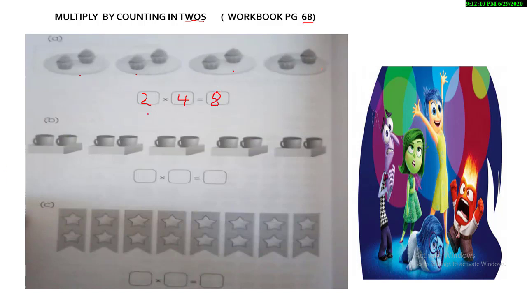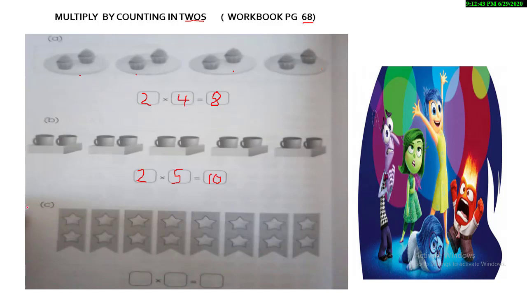How many cups are there in each group? 2. And how many groups are there? Let's count the groups. 1, 2, 3, 4, 5. There are 5 groups, and 2 5s are 10. So I know that there are 10 cups. Let's confirm it. 1, 2, 3, 4, 5, 6, 7, 8, 9, 10. My answer is correct. Yes.